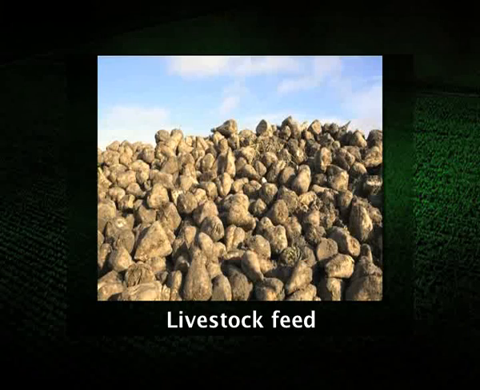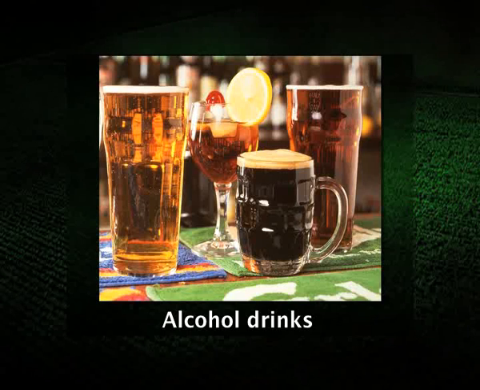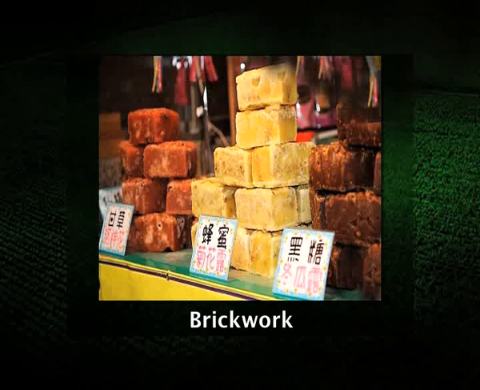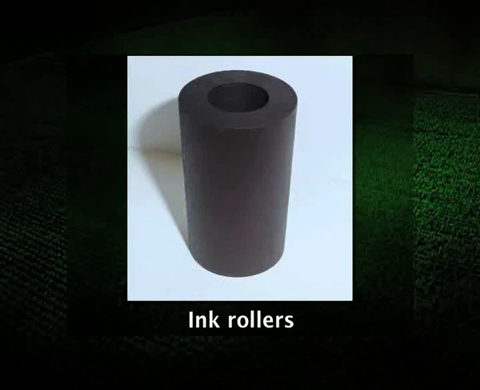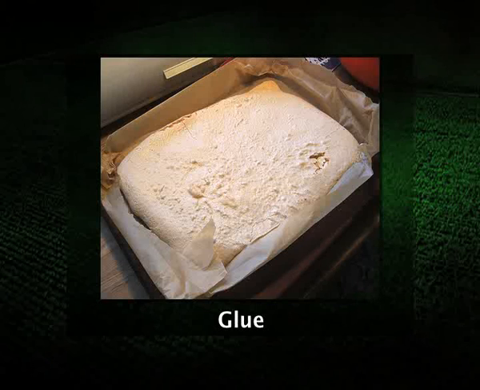Molasses, an important byproduct of the cane sugar industry, is widely used as a livestock feed, for making alcoholic drinks such as rum, and for the manufacture of a host of chemicals. Molasses can be used as a minor component of mortar for brick work. Ink rollers on printing presses were originally cast using a mixture of molasses and glue. Molasses can be added to the soil of almost any plant to promote microbial activity.